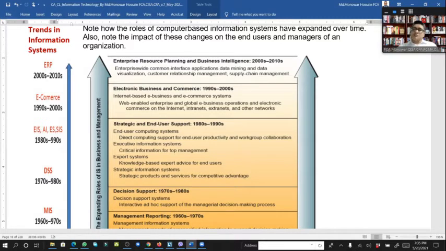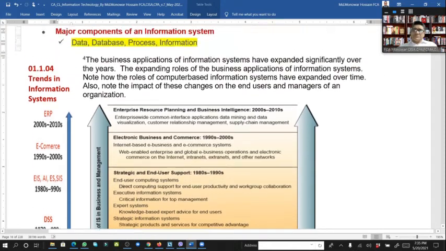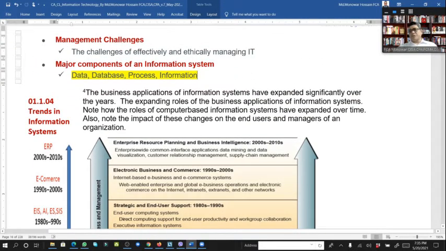Business to business also includes Alibaba, Alipay, etc., and Amazon, etc. Amazon is also business to consumer, B2C. That type of e-commerce pattern is here. Now, after 2000, it is ongoing ERP, Enterprise Resource Planning, and Business Intelligence, Enterprise Common Interface Application, Data Mining, and Data Visualization, Customer Relationship Management, Supply Chain Management, etc. And day by day, that pattern, the business model, is changing.